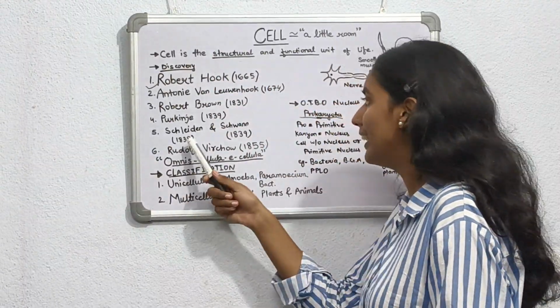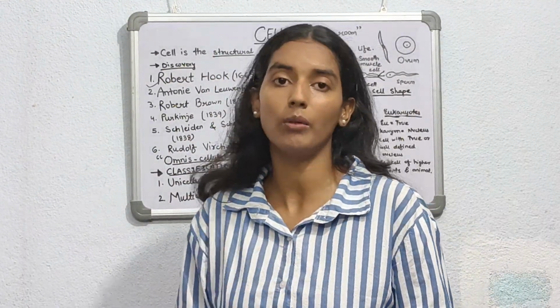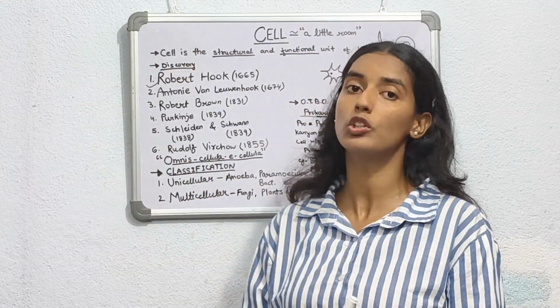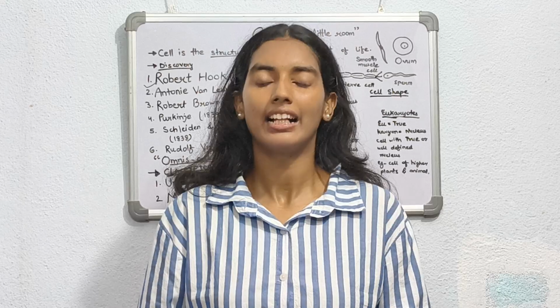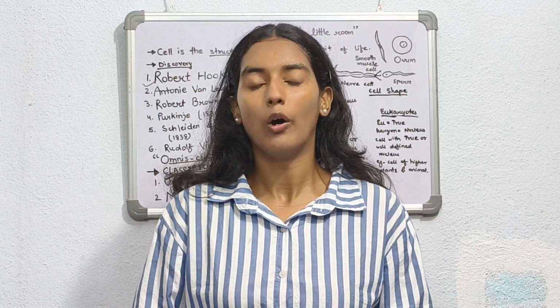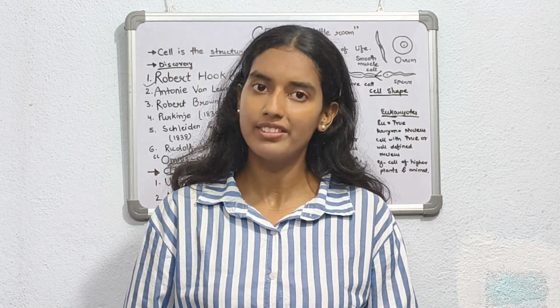Okay. Now Schleiden and Schwann. Schleiden was the botanist and Schwann was the zoologist. Schleiden and Schwann together proposed the cell theory. The cell theory proposes that all plants and animals are made up of cells.